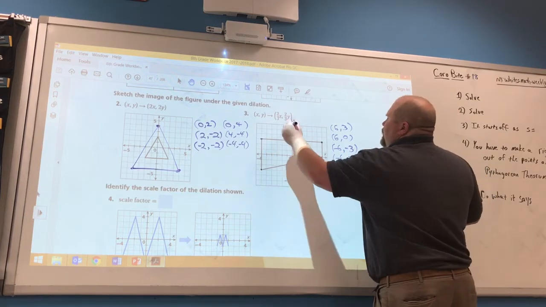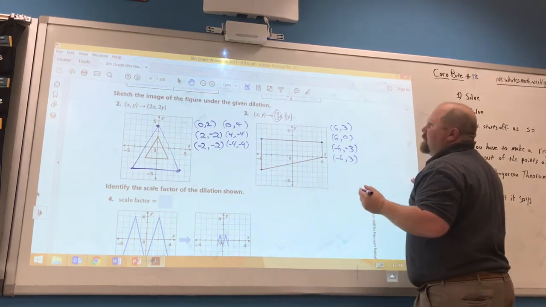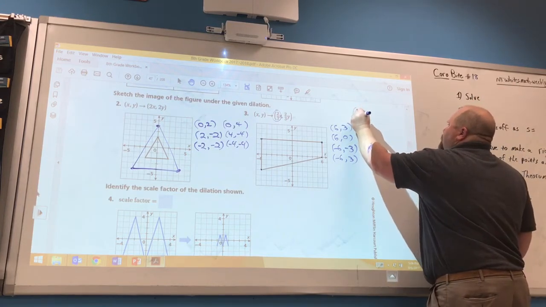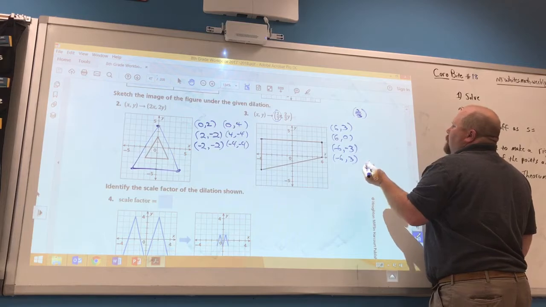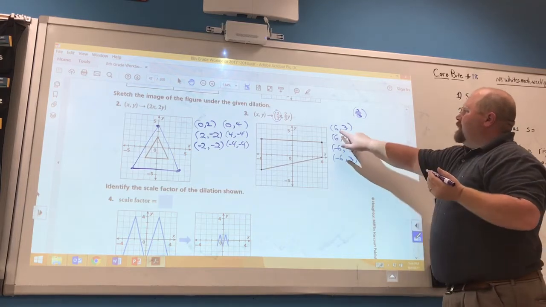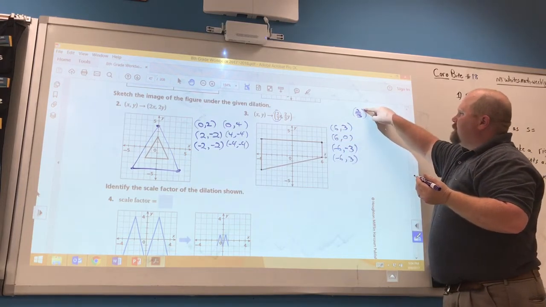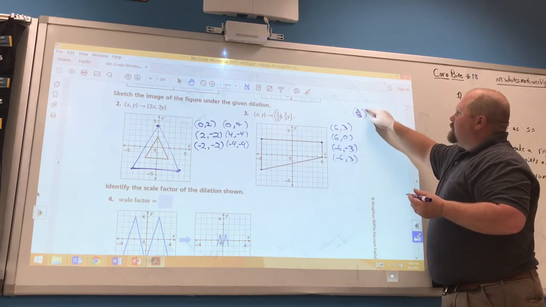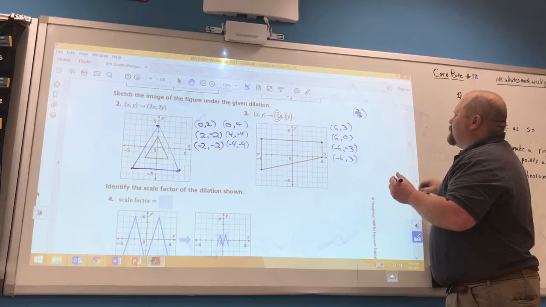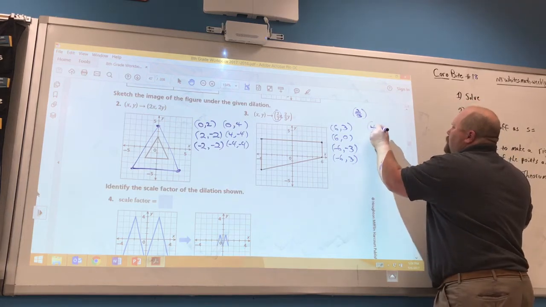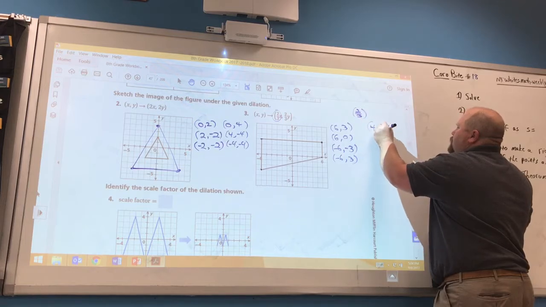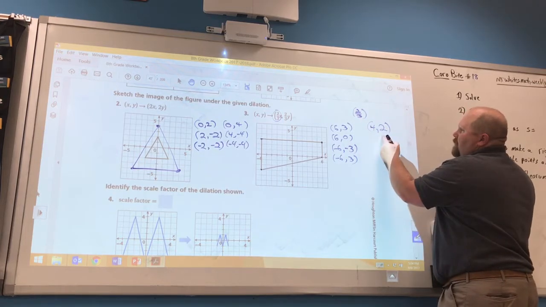So I need to apply the scale factor. And the scale factor is listed right there. It's 2/3. So I'm just going to put 2/3 up here so that I know what I'm multiplying by. And I'll use that little quick way. 6 times the numerator, so 6 times 2 is 12, divided by the denominator. So 6 times 2 is 12, divided by 3 is 4. So my new coordinate is 4. 3 times 2 is 6, divided by 3 is 2. So there is my prime coordinate.